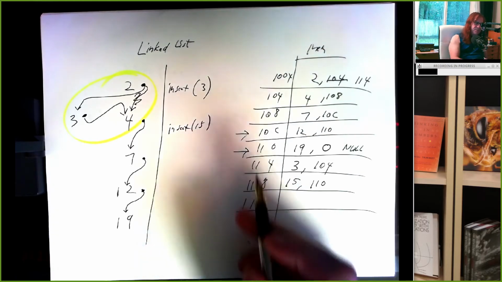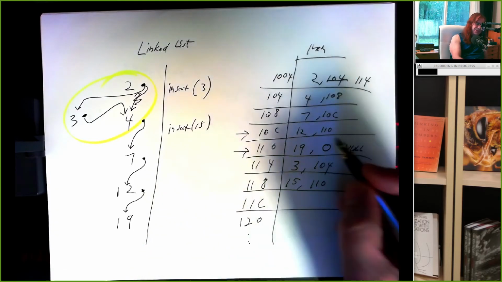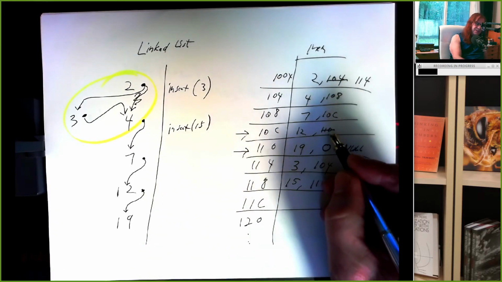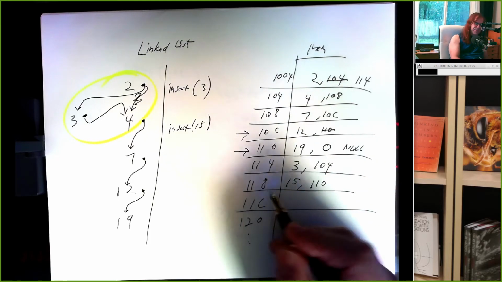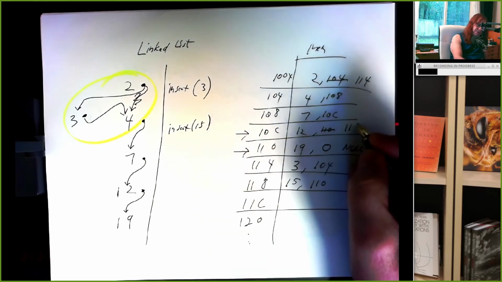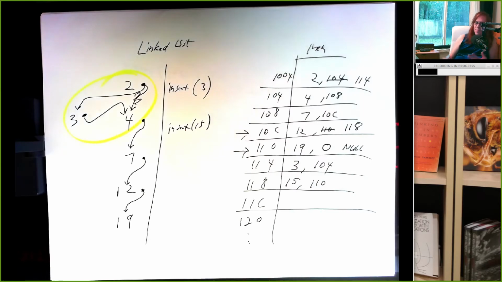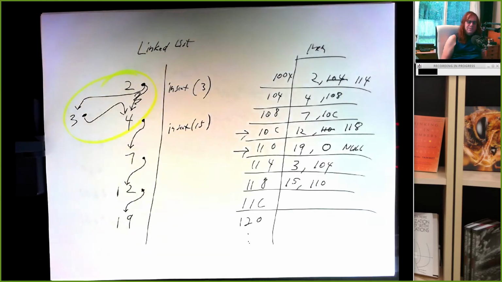And then the number right before the thing we're inserting, we change that. So instead of pointing to the 19, it points to our new number. So we change this to 118. Bingo, we're done. We inserted a 15.